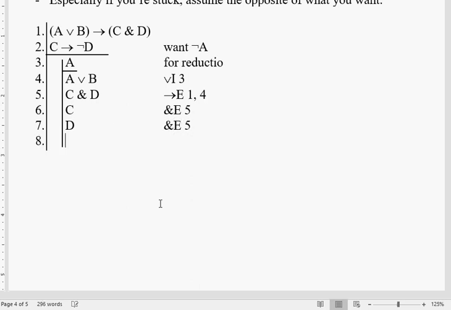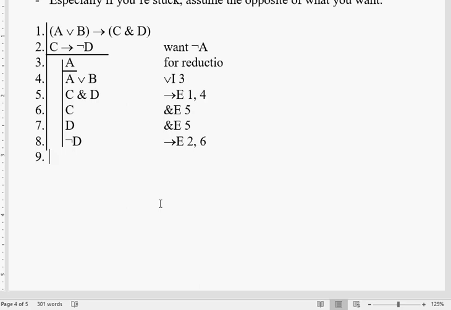Now with C on line 6 and premise 2, which we haven't used yet, I could get not D. And that is modus ponens, right? Or as we call it here in our proof system, conditional elimination. And that uses 2 premises, in this case 2 and 6, right? 2 comma 6.